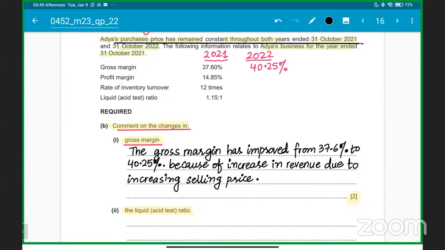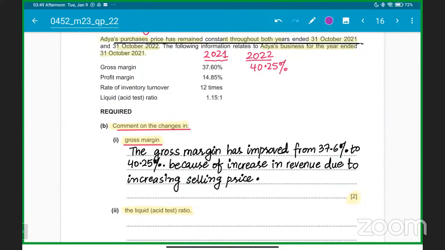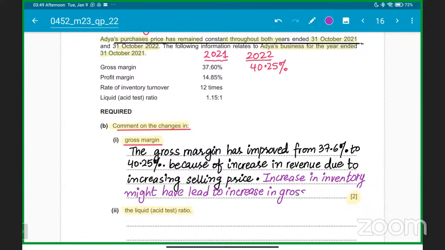The other point, the opposite point will be, due to inventory, inventory में increase आया होगा. Everyone getting it? Increase in inventory. Hello, guys, following? Increase in inventory might have led to increase in gross margin. Let me know if anyone did not get it. It's basically calculation wise, okay?